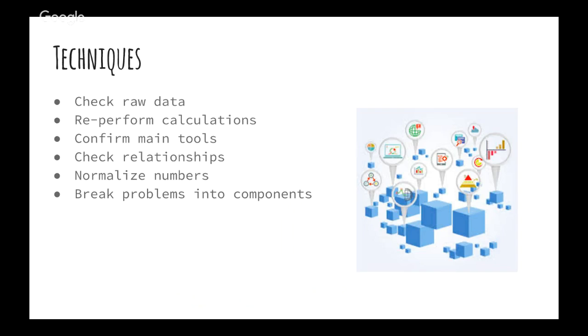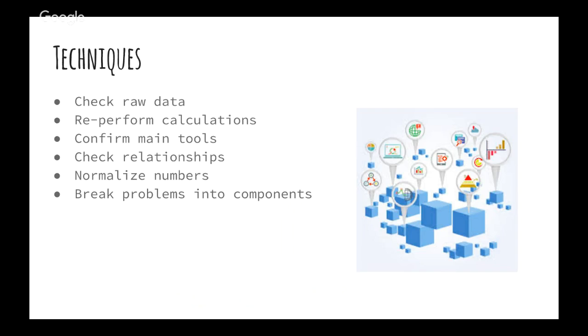So there are 6 main techniques for data analysis. The first is to check raw data for anomalies prior to performing your analysis. The next is to reperform important calculations, such as verifying columns of the data are formula-driven. The next one is confirming main totals as the sum of the subtotals.